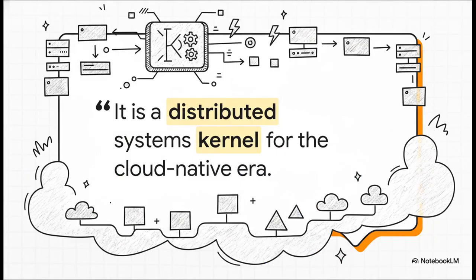To pull that off, we need a complete paradigm shift right out of the gate. Our source material hits us with this absolute gem. Kubernetes is not just a container orchestrator, it is a distributed systems kernel for the cloud-native era. Think about that for a second. That changes the whole game. We really have to stop looking at Kubernetes as just some neat deployment tool. It's essentially a massive operating system for your entire cluster.